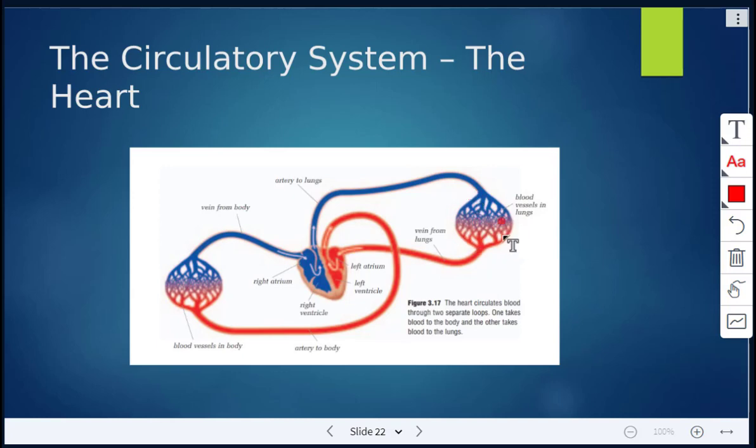So it goes from blue to red, and then it returns back to the heart, to the left atrium, left ventricle, and then it is pumped all to the body. So here it represents going all to the body, and then it drops off oxygen, picks up carbon dioxide, and it has to go back to the heart.